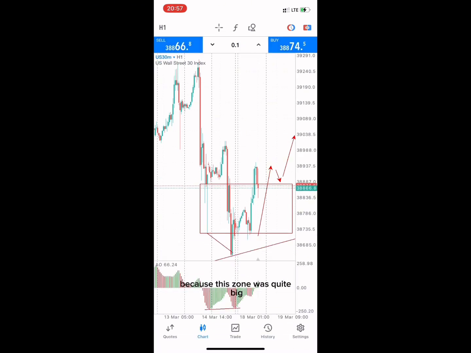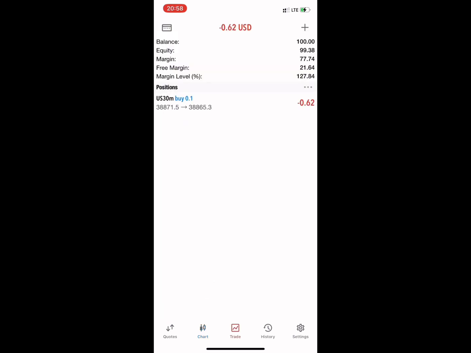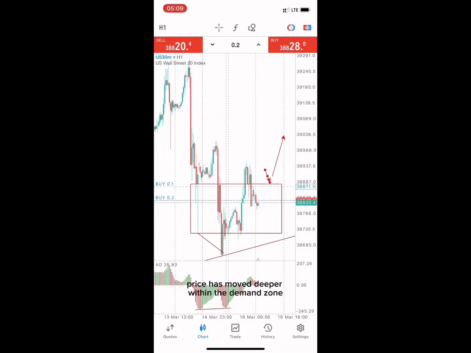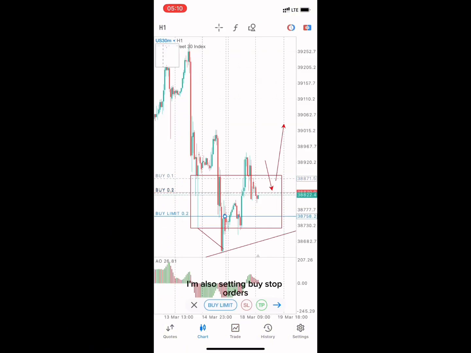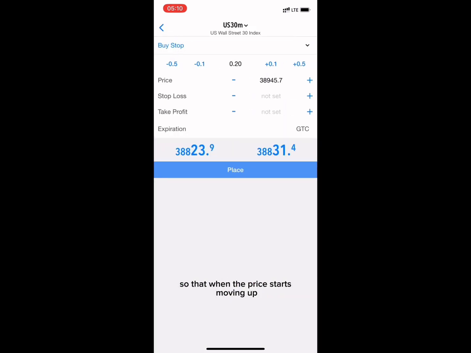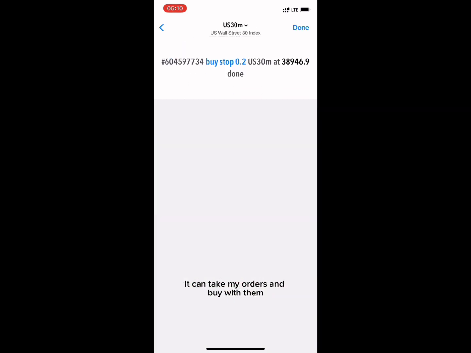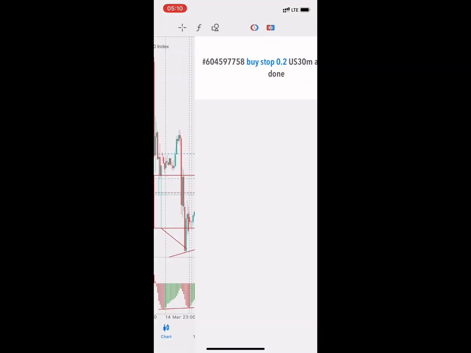Because this zone was quite big, I only placed one first trade and I was going to scale in if the price traded lower into the zone or if the price traded higher by setting buy stop orders. Price has moved deeper within the demand zone and I've placed a few more orders so that I can maximize profit on this trade. I'm also setting buy stop orders so that when the price starts moving up, it can take my orders and buy with them.